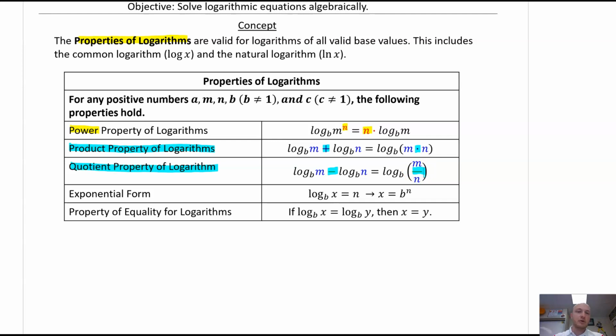Other properties that we'll use in the second video on this lesson are the exponential form. I can rewrite a logarithm as an exponential. And then a property of equality that we're definitely going to be using is that if I have log base b of x and it's equal to log base b of y, then x is equal to y. You can think of it this way as canceling the two logarithms.